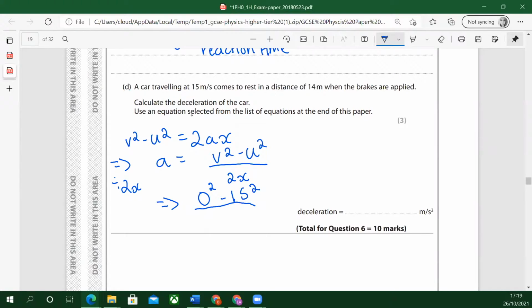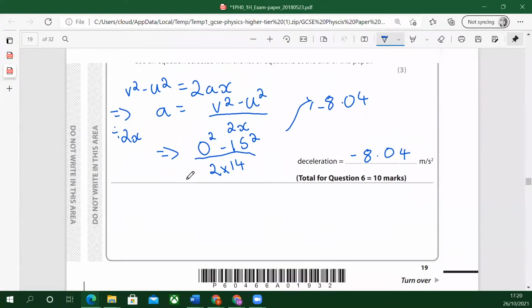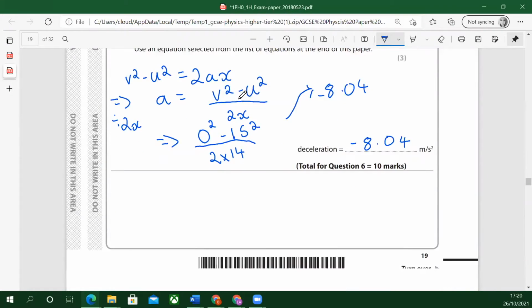2x: distance x is 14, so 2 times 14, I'm sure you know, is 28. So we have minus 15 squared divided by 2 times 14. So we actually get 8.04, and it's a minus, it's a deceleration. Okay. So deceleration has a minus in front of it, and we don't even have to work out units because they're already there. Okay, next one.